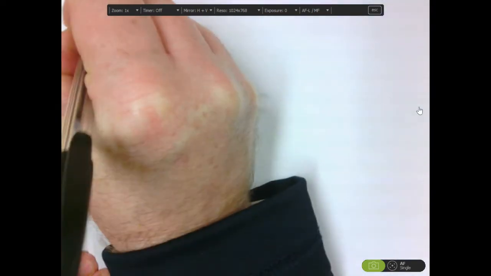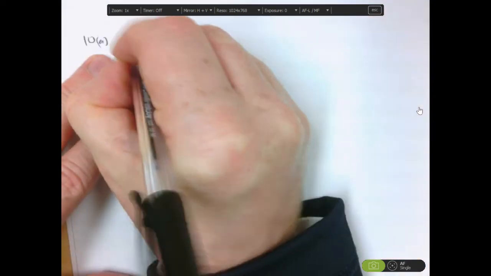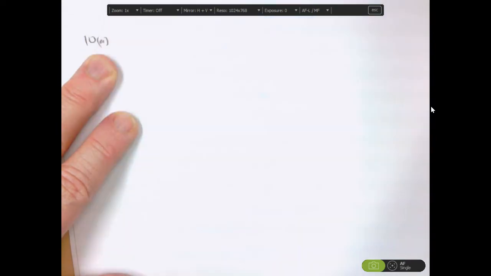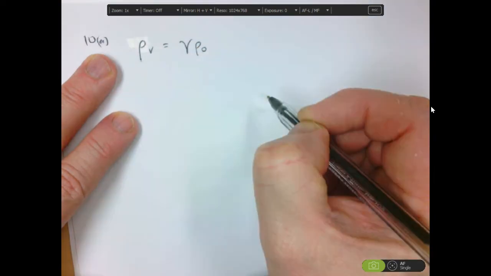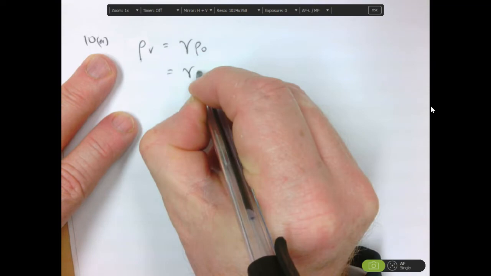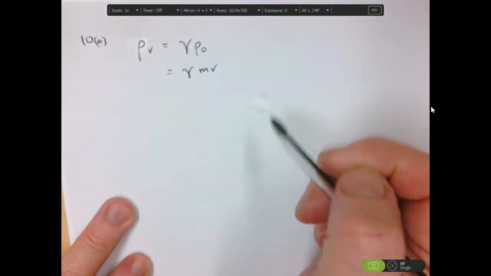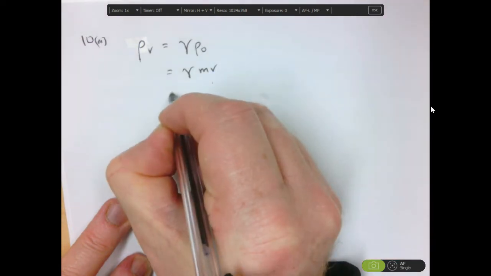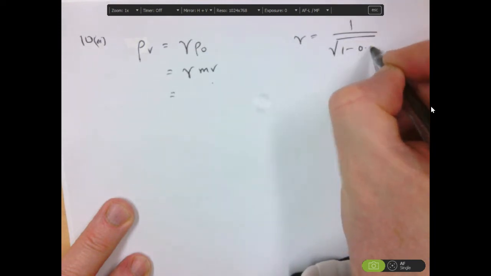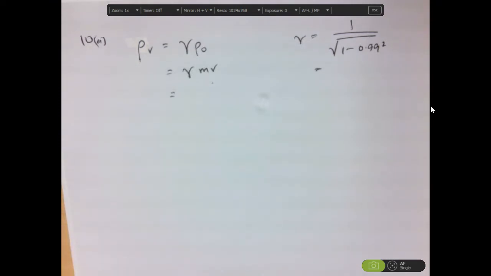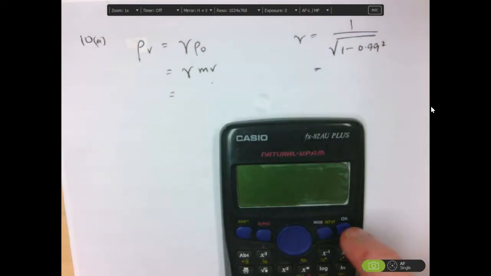So 10A is just a momentum calculation. So the momentum at a relativistic velocity is going to be gamma times its normal momentum, or we could just write gamma mv. I often just go straight to this one here. Okay, we need the gamma factor for this. So the gamma would equal 1 over the square root of 1 minus 0.99 squared. And I've lost my calculator. It's somewhere under this paper. There it is. So it is 1 over the square root of 1 minus 0.99 squared.